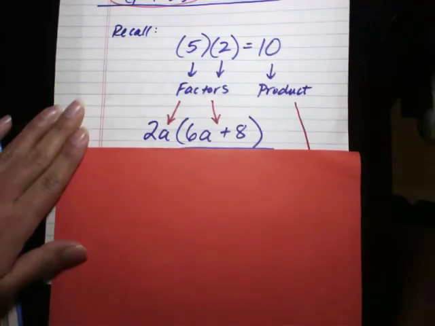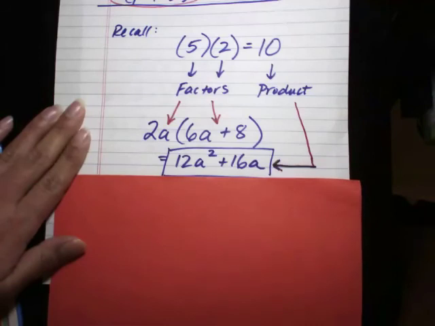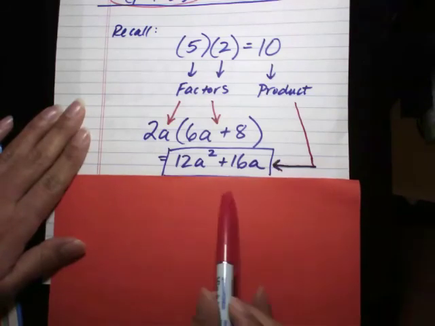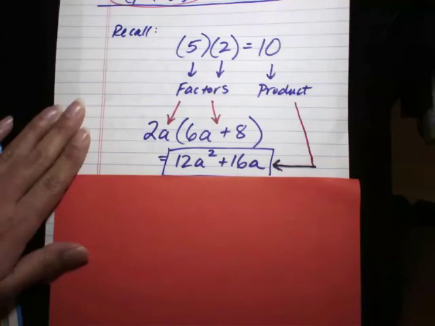Okay, so let's distribute and multiply our polynomial. We would get 12a squared plus 6a as a product. Okay, so we have factors and products.